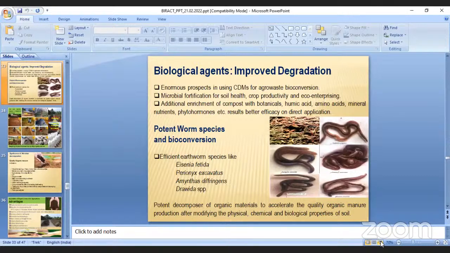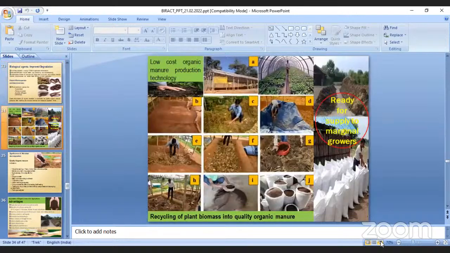So there are enormous prospects in using CDMs for agro-waste bioconversion. Microbial fortification plays an important role in improving soil health, crop productivity, and eco-entrepreneurship. Then additional enrichment. Whenever you are preparing the compost, you can also enrich it with some humic acids, amino acids for some value additions. So this is the low cost organic manure production technology.